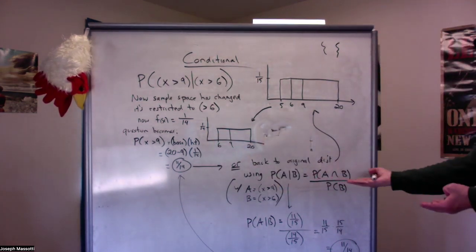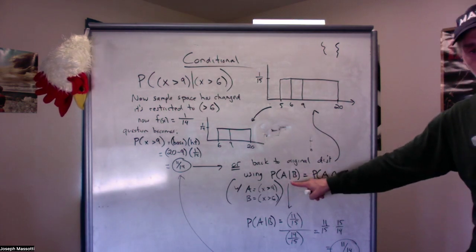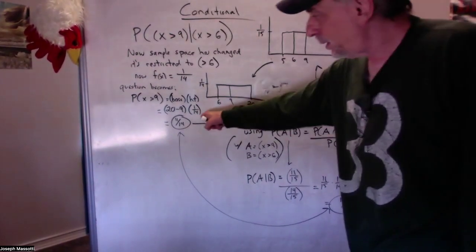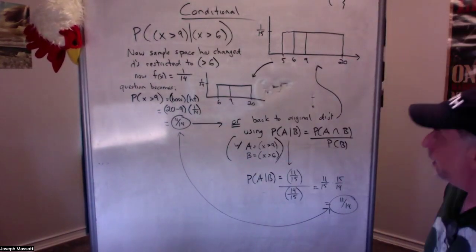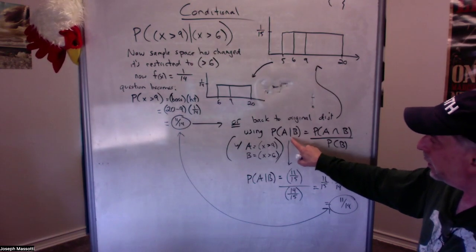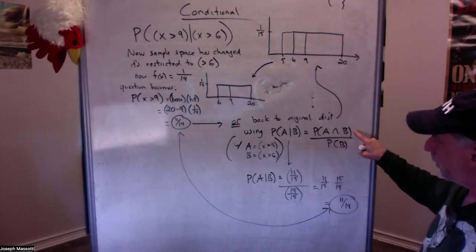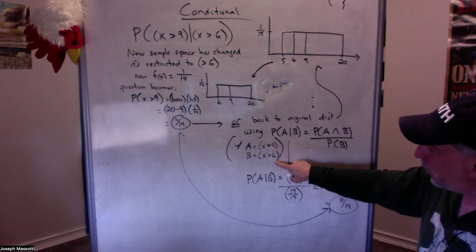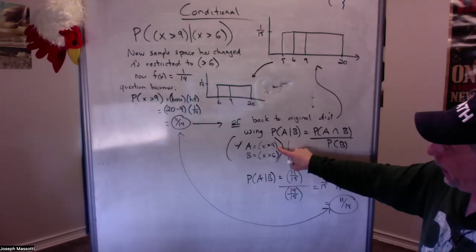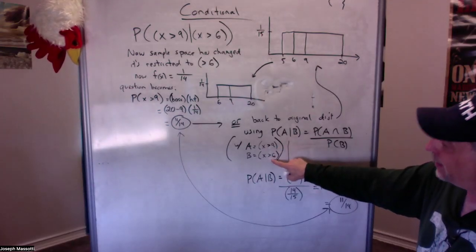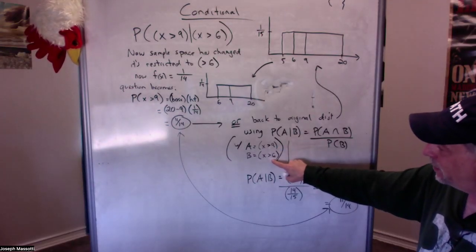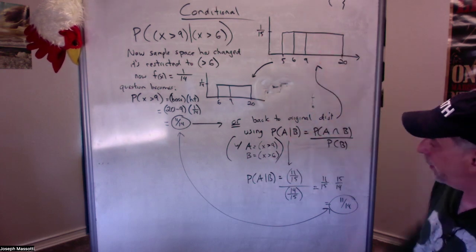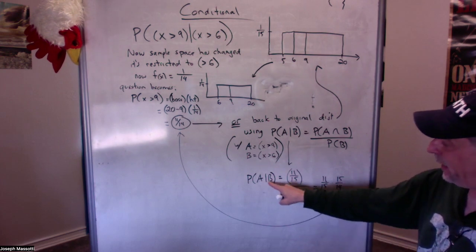If we go back to the original definition of conditional, we can use that too. I just want to show you that you'll get the same answer. This is, I think, the easier way to look at it. But if you remember your conditional formula, probability of A given B, probability of the intersection over the probability of the condition, and we name our events A and B as greater than 9 minutes on the condition that it's greater than 6 minutes.